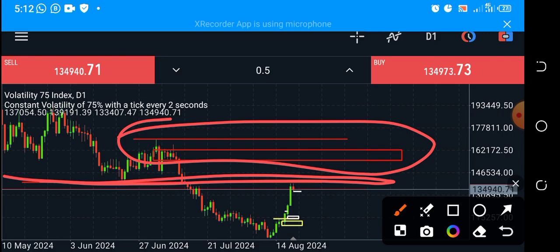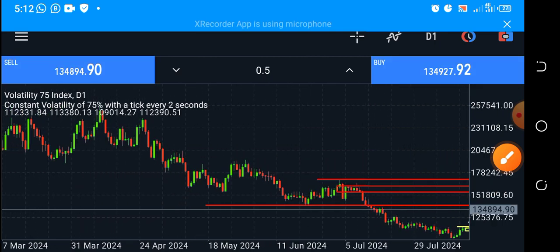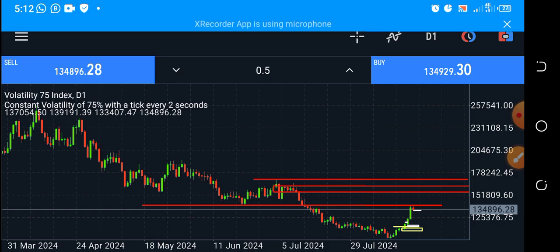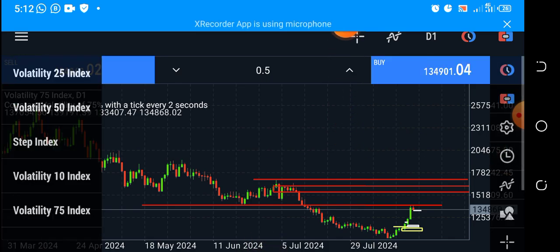Bear this in mind, this is what we are looking at for V75. The trend is still very much bearish, as you can see. Then let's look at one other asset. Let's look at step index.